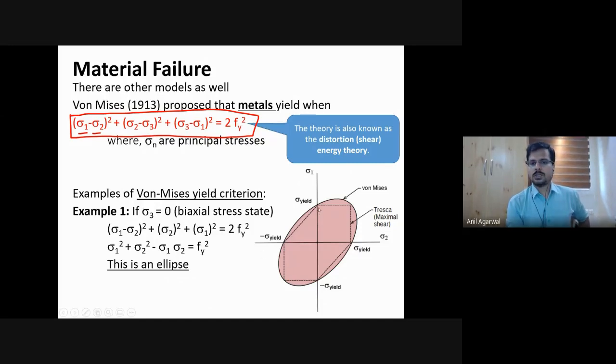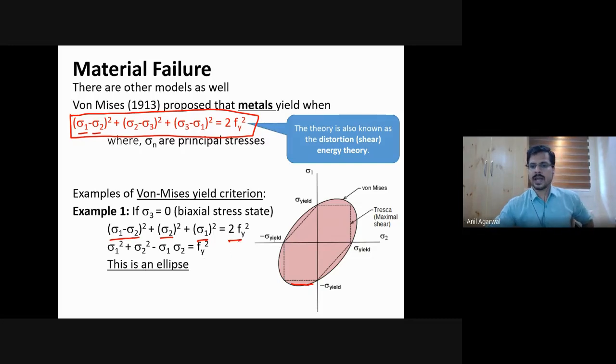Now, if I plot this geometry, this is obviously an ellipse between sigma 1, sigma 2. If I'm ignoring sigma 3 terms here, I've got an equation of sigma 1 square plus sigma 2 square and so on. And if you draw it in the sigma 1, sigma 2 plane, you will get an ellipse like this. That ellipse you can see here. This is defined by this equation, sigma 1 minus sigma 2 squared plus sigma 2 square plus sigma 1 square, which is equal to 2Fy square.